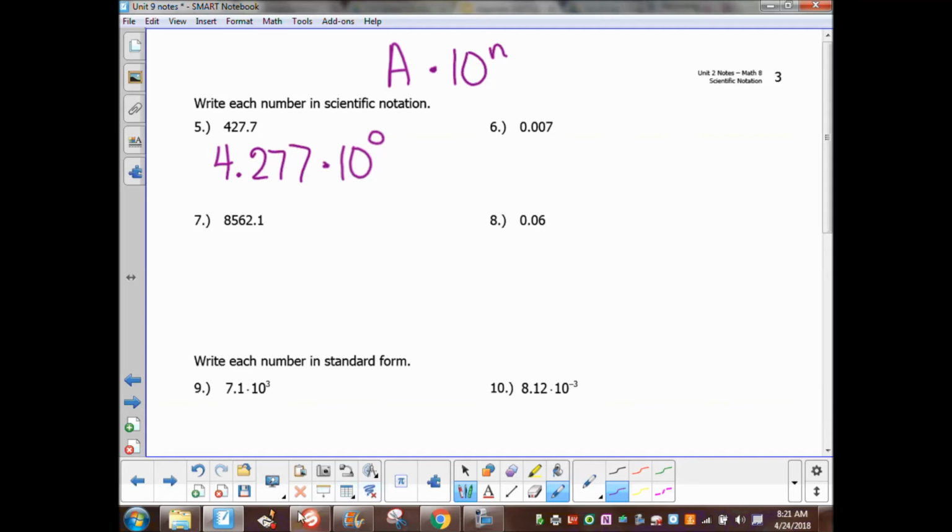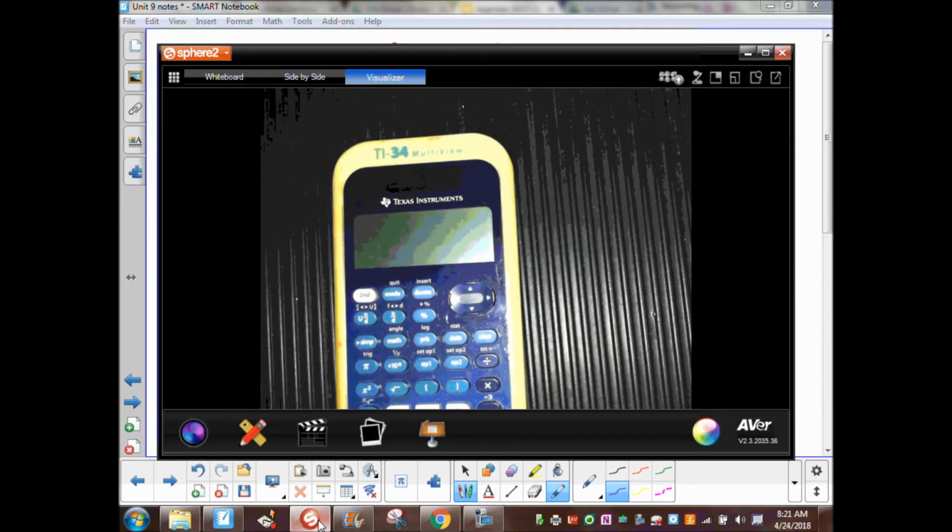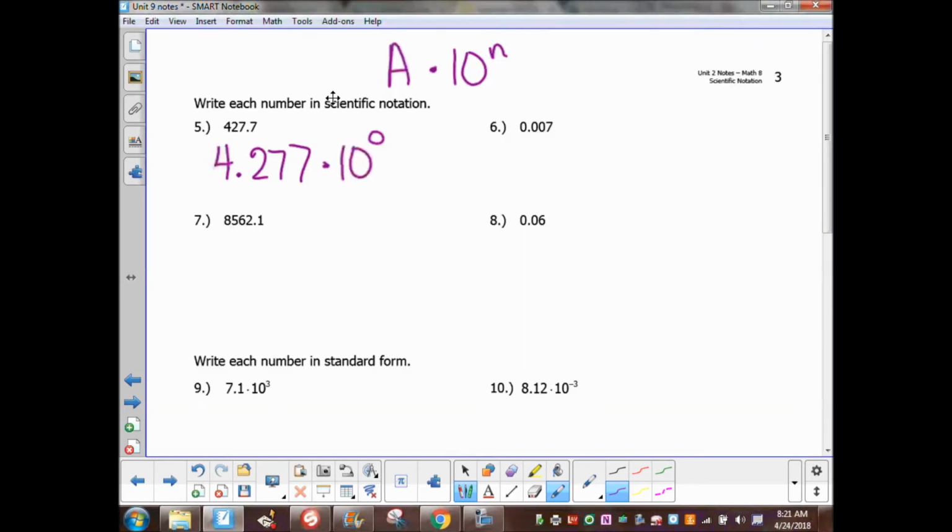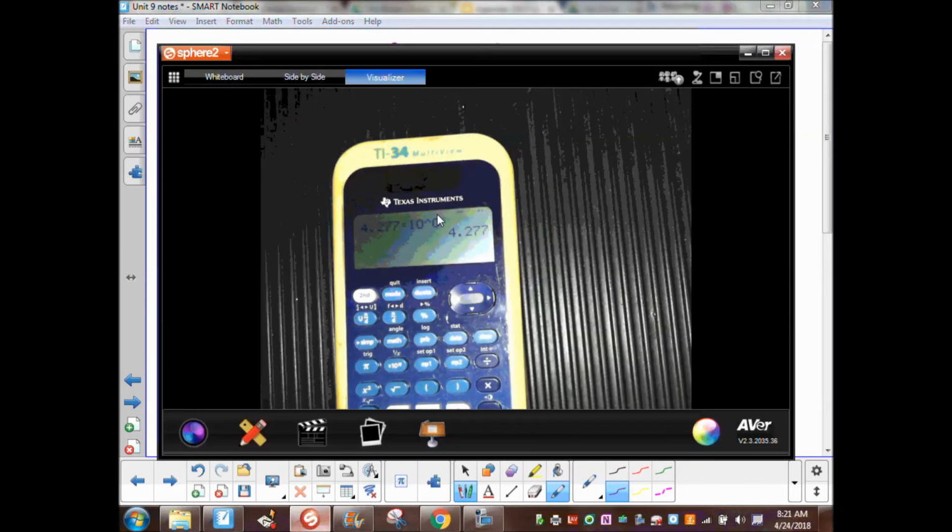So on your calculator, type in that answer that I just wrote down. Does it equal the problem that was given to us? Okay. So 4.277 times 10 raised to the 0 power. Does that equal and look like exactly the problem that was given? No. 427.7 is not the same as 4.277.